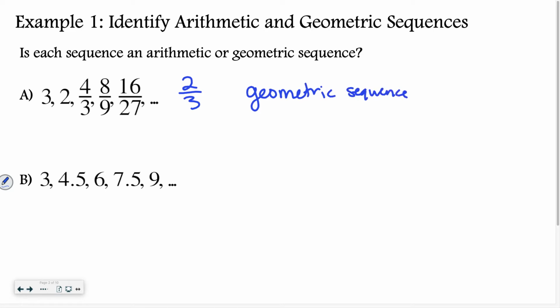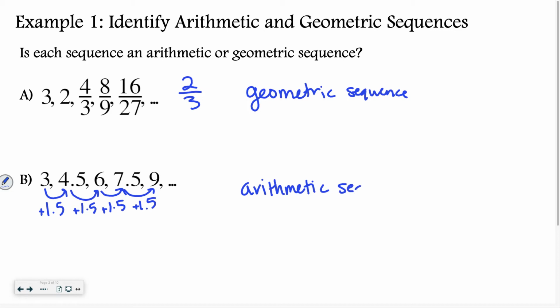Let's look at letter B. We have 3, 4.5, 6, 7.5, 9. So to go from 3 to 4.5, I have to add 1.5. To go from 4.5 to 6, I have to add 1.5. From 6 to 7.5, I add 1.5. And surprise, surprise, to go from 7.5 to 9, I add 1.5. So since I'm adding by the same amount each time, this is considered an arithmetic sequence because it has a common difference of 1.5.